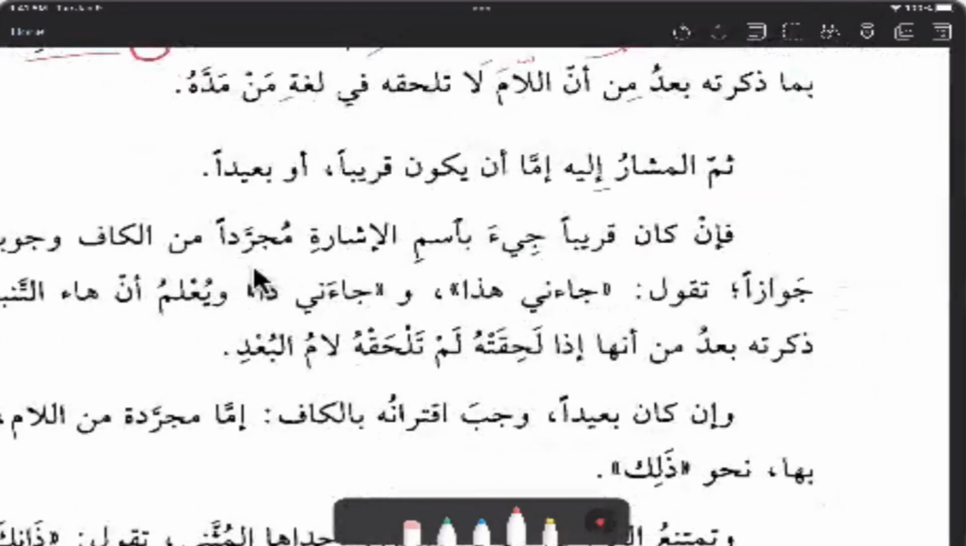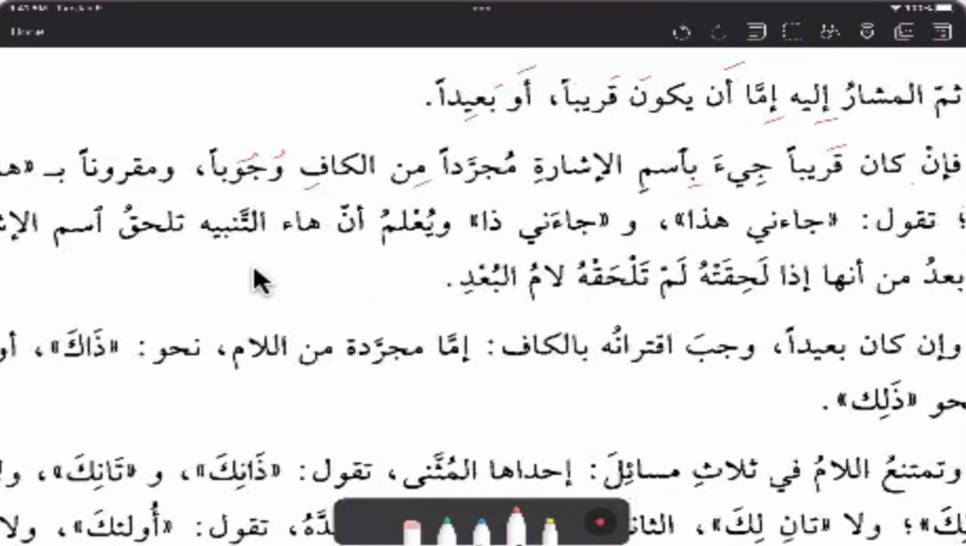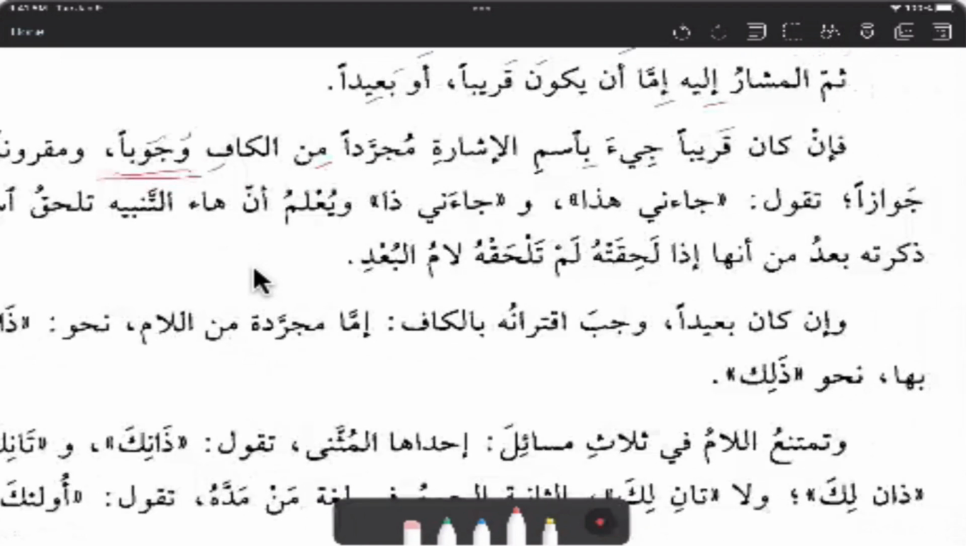Furthermore, what's being pointed at could either be close or far. If it's close, then the demonstrative nominal is produced, devoid of a kaf, necessarily. You know, wujuban here means for language, not for fiqh. That means since it's close, you don't say dhaka with a kaf if it's close.